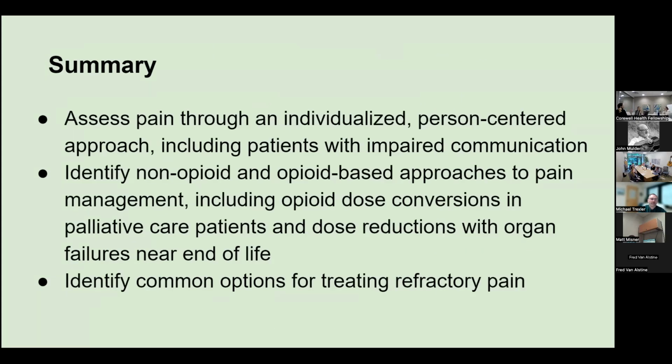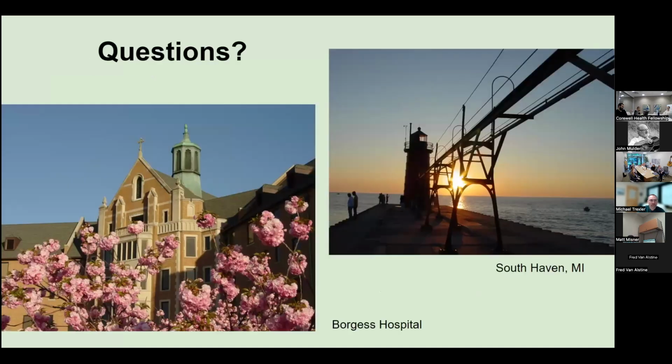All right, so in summary, I hope that you've gained some understanding on how to individualize, have a person-centered approach, including patients with impaired communication and the use of the PAINAD tool, which is built into a lot of electronic medical records. And then identifying non-opioid and particularly opioid-based approaches to pain management, including how to dose, when to dose, how to convert, and then how to change dosing as people develop organ failures near end of life. And then also identifying common options for treating refractory pain. Are there any questions?